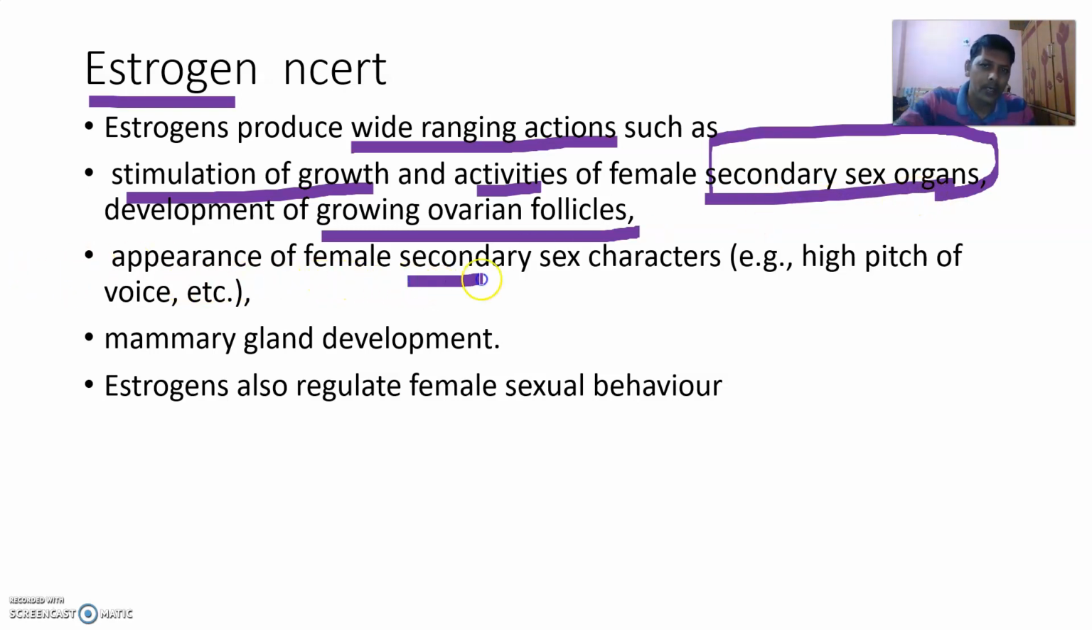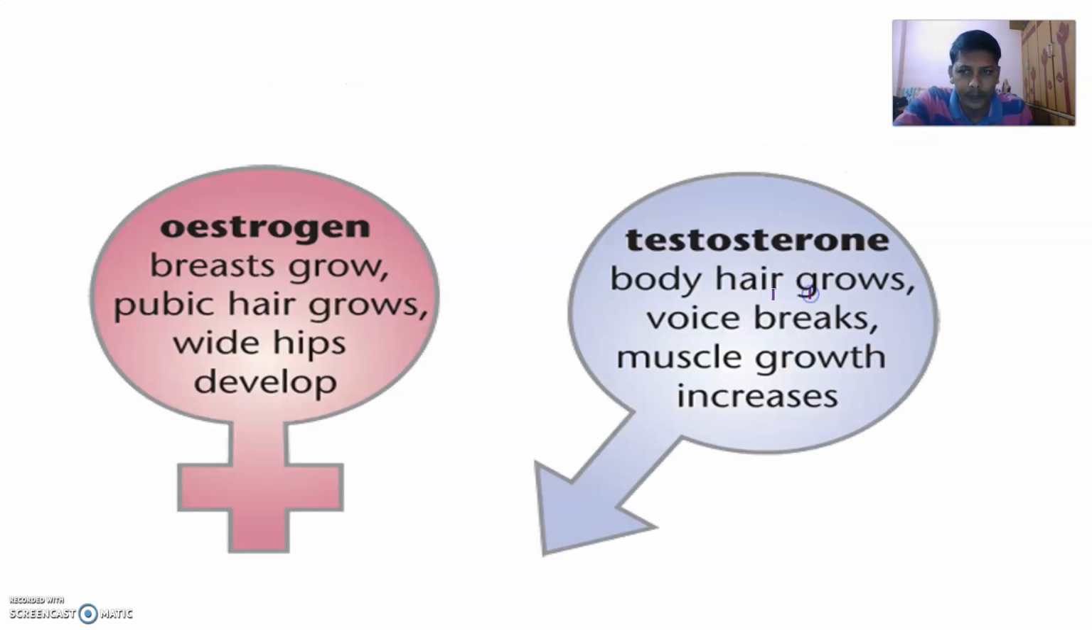Appearance of female secondary sexual characters like high pitch voice. You can see here the development of the breast. This is the female symbol, and pubic hair grows on the sex organs, and wider hips. The lower part of the body, especially in the pelvic region, is wide in females. Wide hips develop, pubic hair grows, and the breast also grows in the female because of this hormone.